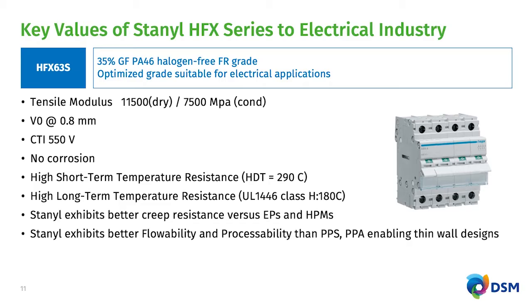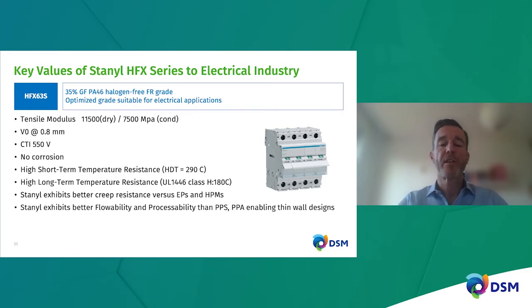If we take a closer look at Stanyl HFX, the material we position for high performance electrical housings, in this case Stanyl HFX 63S, you see that the mechanical profile perfectly matches the needs of this market. The material is halogen-free flame retardant, shows proper flame retardancy, high CTI, and excellent short and long-term thermomechanical behavior. One of the biggest advantages of using this material is that it shows no corrosion during processing.